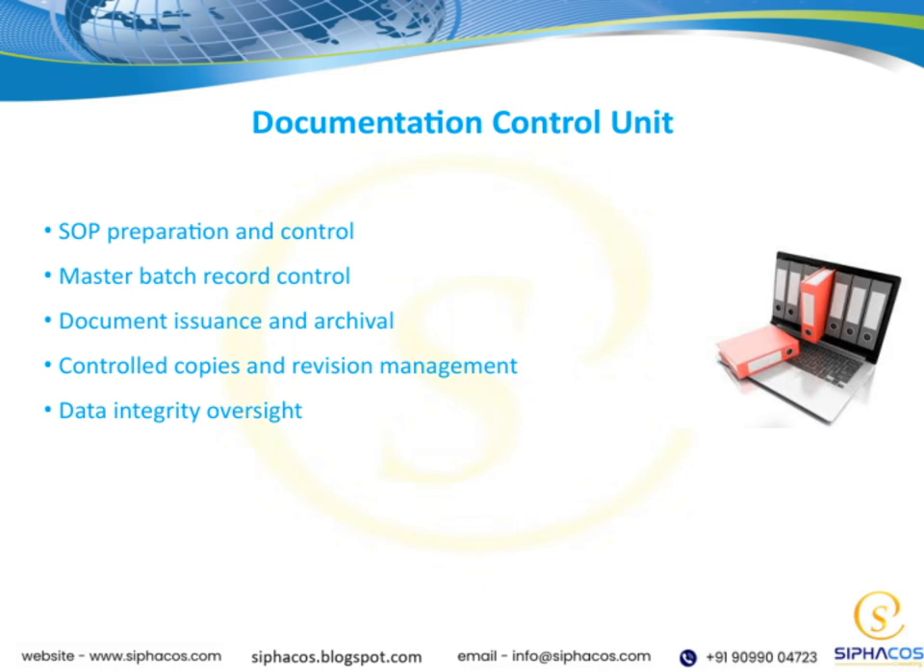reference and audits. Controlled copies and revision management are about maintaining a system where only authorized versions of documents are in use. This prevents confusion and ensures everyone is working from the latest information. Finally, data integrity oversight is a critical aspect. It involves making sure that all data related to our documentation is accurate, complete, and secure, which underpins the trustworthiness of our entire quality system.